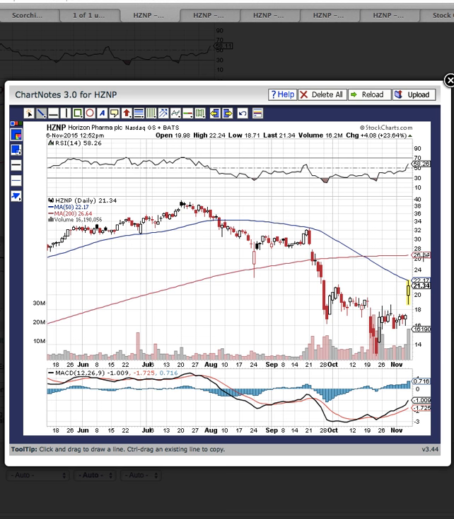Fail to break the 50-day moving average, and that'll equal downside risk, just like this candle right here. Notice HZNP failed to break the 50-day moving average, and there was this huge drop. So if you get a break above there, that sets this 200-day moving average on deck.